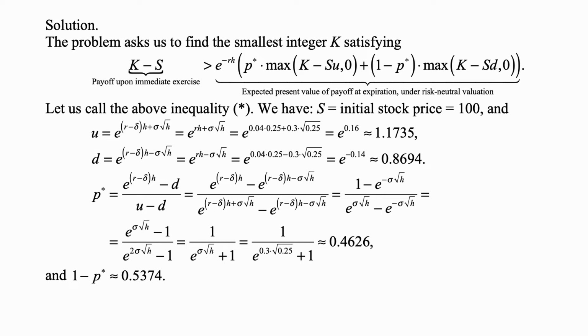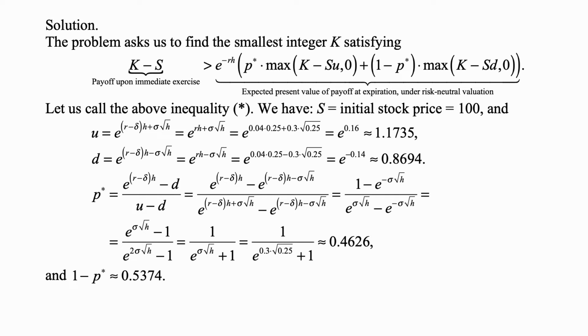And this is e to the 0.16, so 1.1735. So in the up move, a dollar invested in one share of, I'm sorry, not a one, we don't actually, 100. So a dollar invested in this stock will rise to a dollar 0.1735. The down move is e to the r minus delta h minus sigma square root of h, so the same thing as above, but with a minus sigma square root of h. This ends up being e to the negative 0.16, and that's approximately 0.8694.